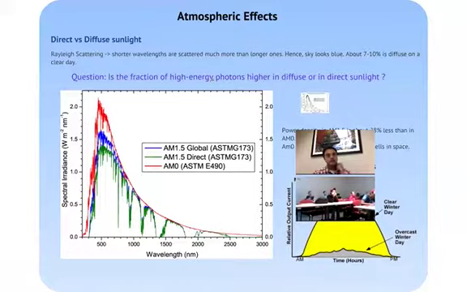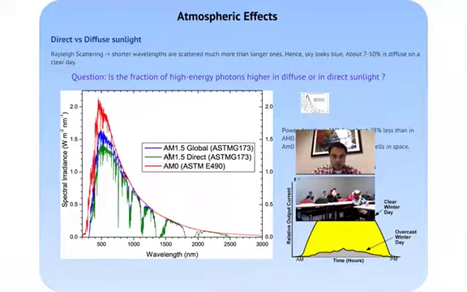So in other words, if you try to collect only direct light, you should be aware that you're throwing away quite a bit of the higher energy photons because of the scattering of those photons. And this will become more obvious as we talk about concentrating photovoltaics later on. This is just the curves again, just for reference. So we'll keep coming back to this many times.